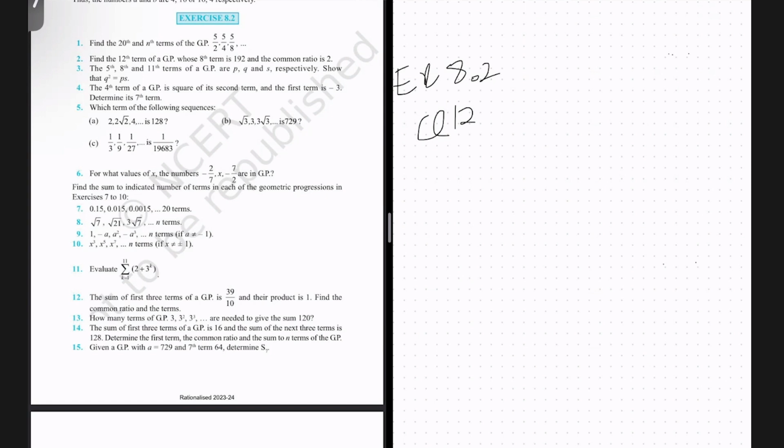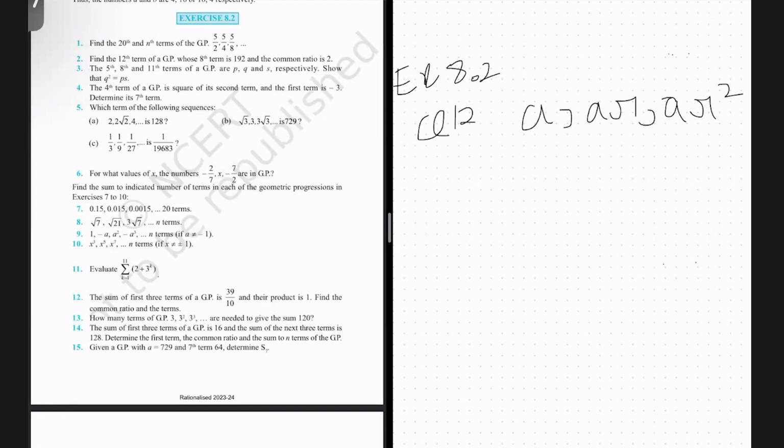So whenever you have questions of this sort, you might be inclined to take the first 3 terms of the GP as A, AR and AR square, right? But this is not going to be very helpful for you, because you have the 3 terms. Then you should take the terms in such a way that the common ratio R gets cancelled, and you find out the one quantity very quickly, right?